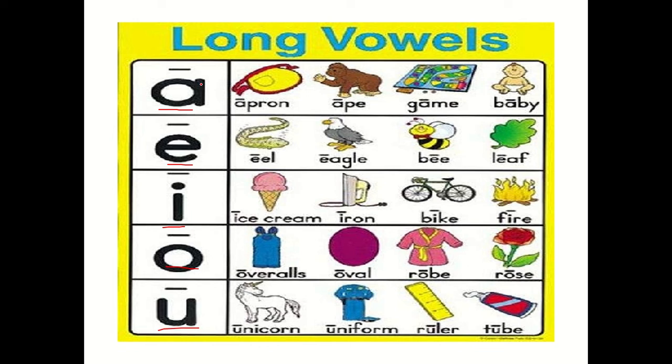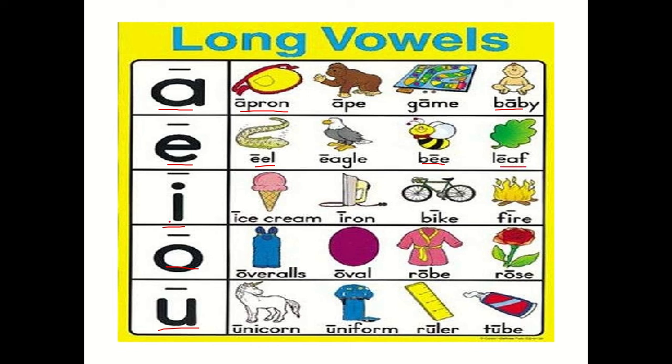Now, the long sounds of these vowels. The long sound of the letter A is A, as in apron, ape, game, and baby. Next, we have the vowel E. And the long sound of the letter E is E, as in the words eel, eagle, bee, and leaf.